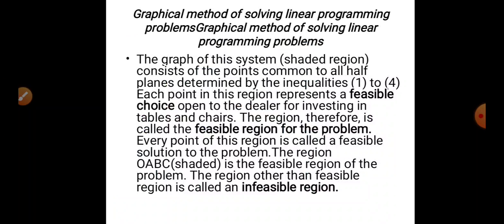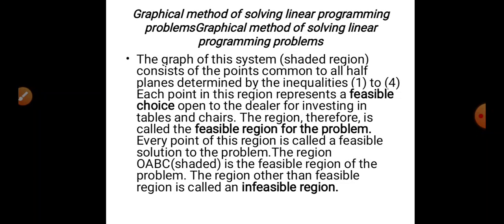The graph of the system, the shaded region, consists of the points common to all half planes determined by the inequalities 1 to 4. Each point in the region is a feasible choice open to the dealer for investing in the tables and chairs. The region is therefore called the feasible region of the problem. Every point of this region is called a feasible solution of the problem. The shaded region OABC is the feasible region of the problem.